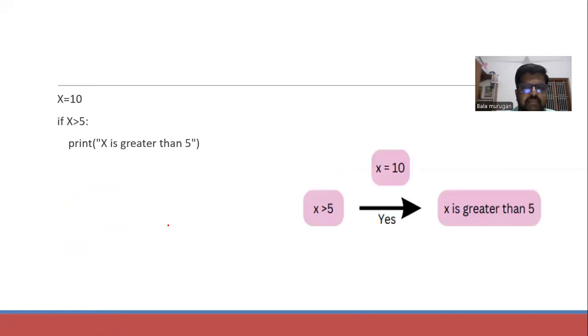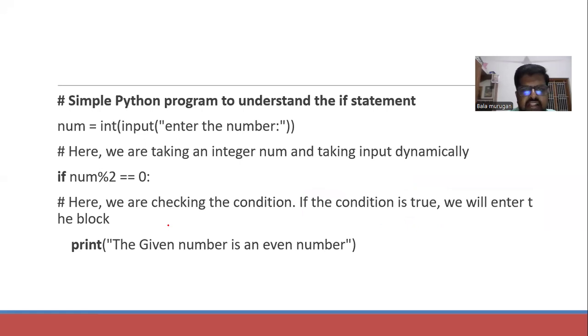Then see the example. I'm taking the value of x equal to 10. If x is greater than 5, then x greater than 5 will be printed, else nothing will be printed. A simple example. Then another example to check whether the number is even or not. If the value of num is 2, you get the remainder 0, so this print statement will be executed. If you give the value 3, modulo 2 gives a remainder other than 0, so it is an odd number. There is no block for odd numbers, so it doesn't print anything.